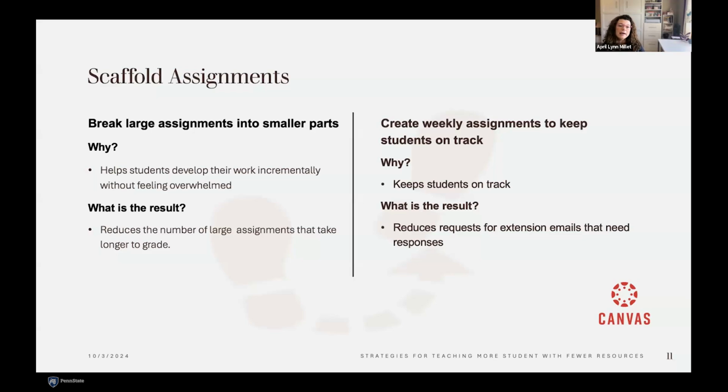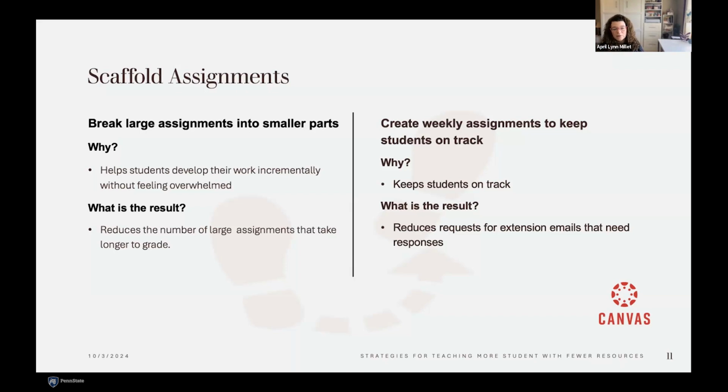And I added creating weekly assignments here as well. So what this ideally will do, through adding very brief assignments, is keep students on track. Then you might not get as many emails that need responses. If your students are being kept on track, they're not going to be contacting you for extensions on things and those sorts of things, as they've got these little benchmarks that they're just going to keep up with. And then they just get into a rhythm.